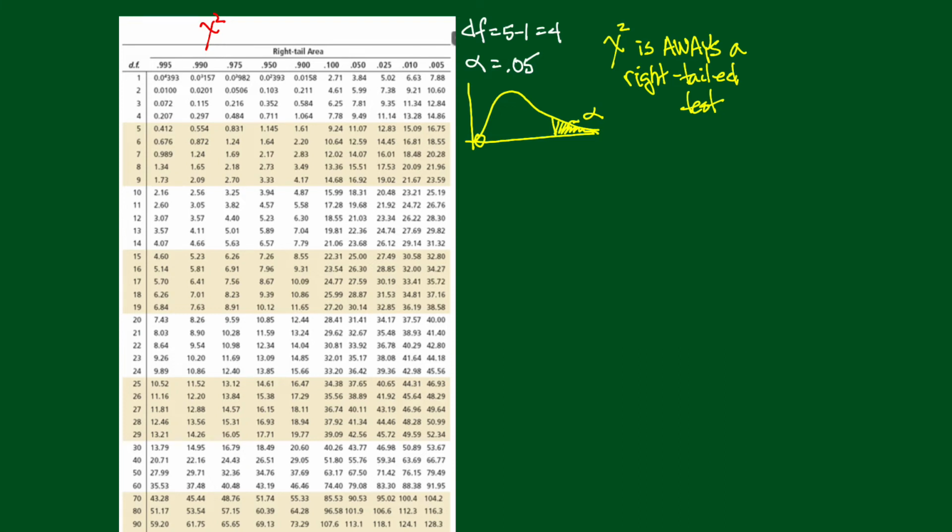Let's look for our alpha. Okay, I'm over here, 4 degrees of freedom. Alpha is 0.05. Where is it? Right here. Okay, 0.05. So it looks like our critical value here is 9.49. All right, that's our critical value. So the chi-square critical value is 9.49. That's our reject value.